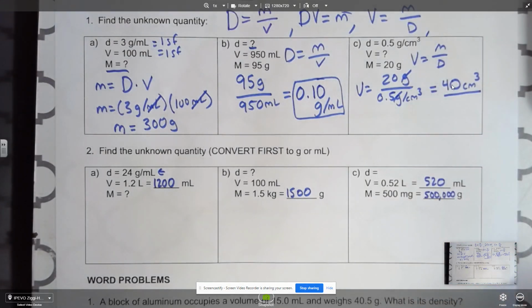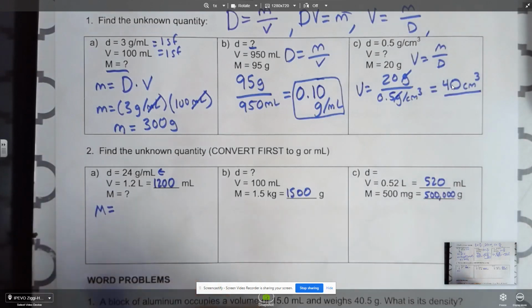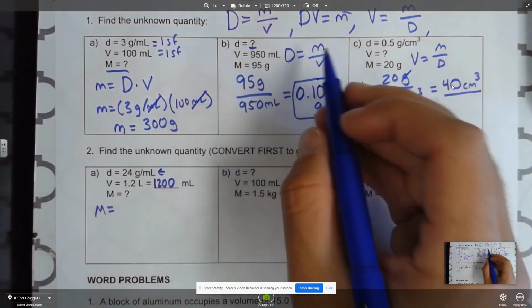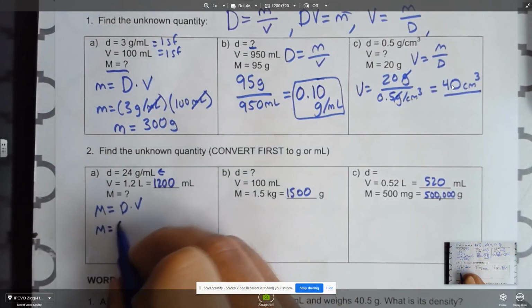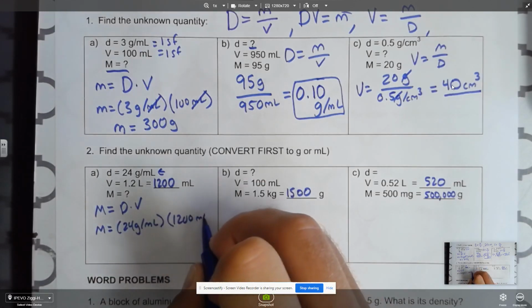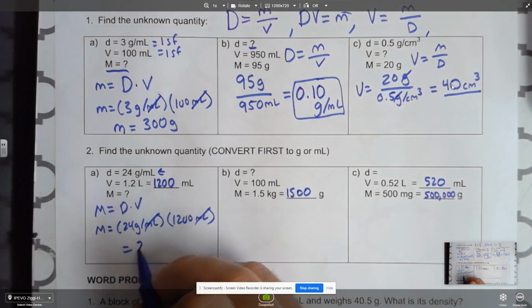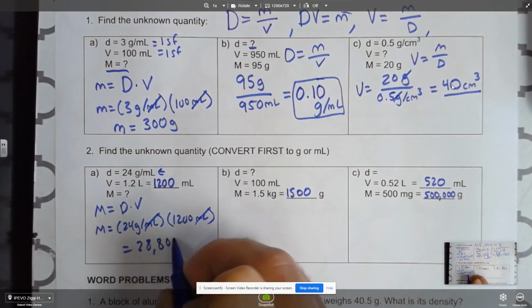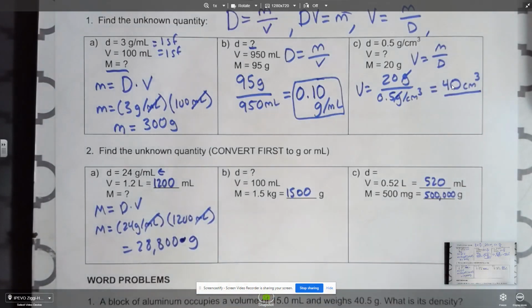Okay. So now that we got those conversions, well, those metric conversions are ones you need to know. Let's figure out the mass here. So we need the formula for mass. It's this one up here. Mass is density times volume. Okay, the density is 24 grams per milliliter. We're going to multiply that by 1,200 milliliters. Milliliters cancel out. So 24 times 1,200 is 28,800. And the unit for that, sorry, I messed up there, is grams.